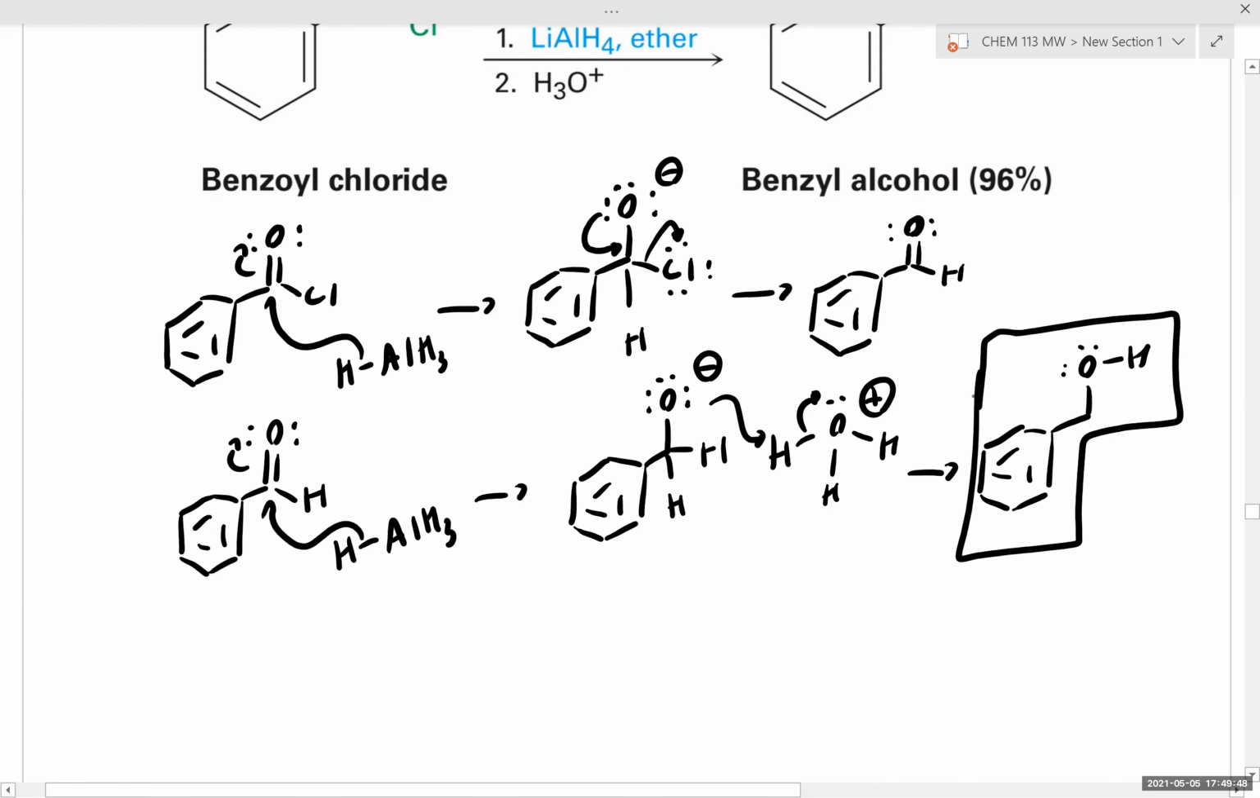Does this mechanism make sense to everyone? Are there any questions on this mechanism?